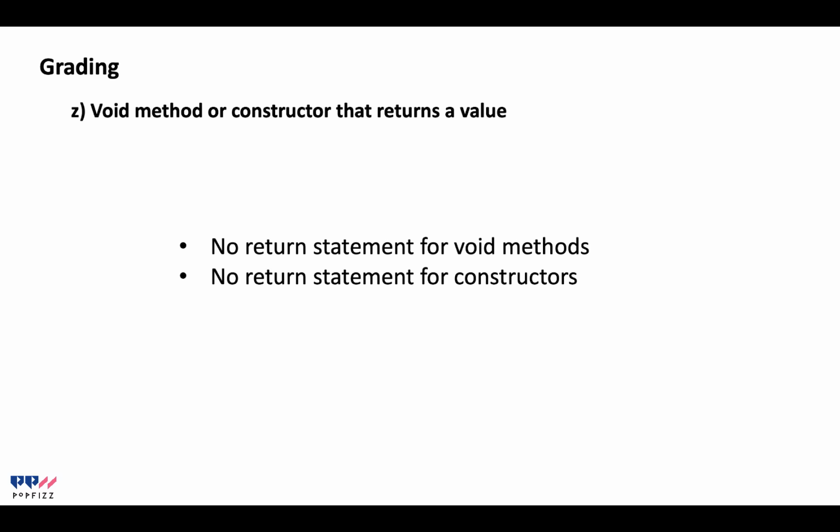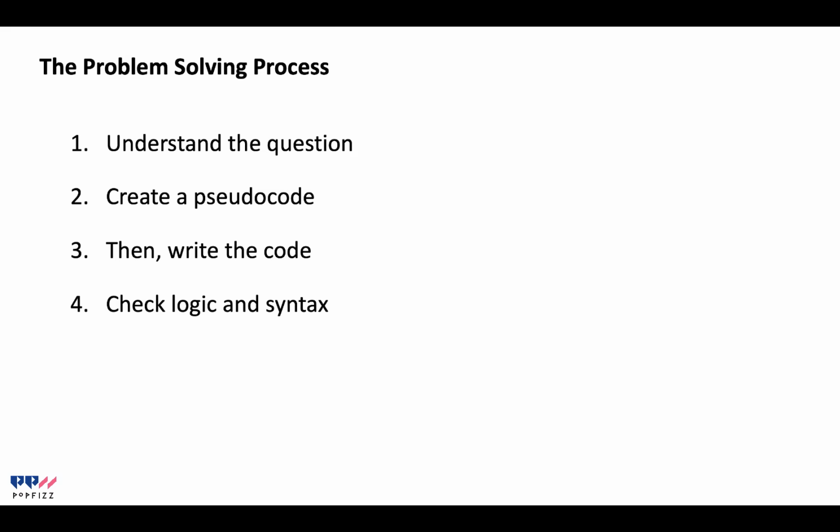Next, void method or constructor that returns a value. This one's easy: no return statement for void methods, and no return statement for constructors. This is the problem solving process that we're going to go through with the FRQs today. Notice that writing the code itself is step 3. It's not step 1, and that's because understanding the problem is half of the work. When the question is well defined in your mind, the rest should come easy.